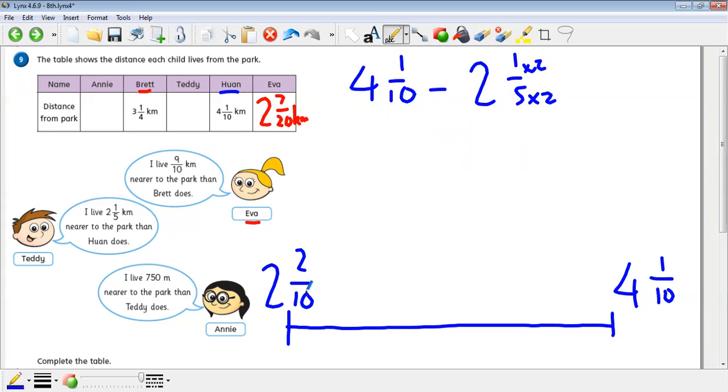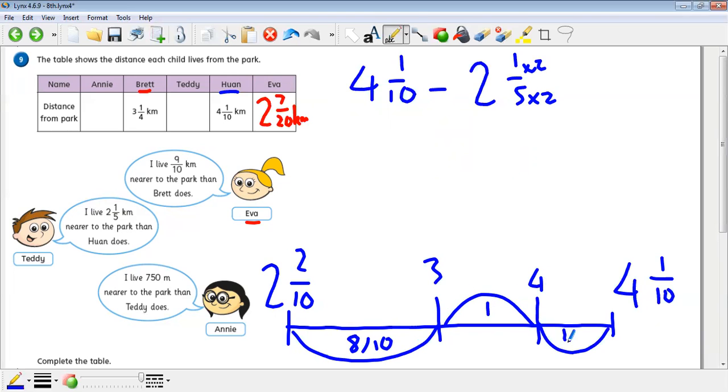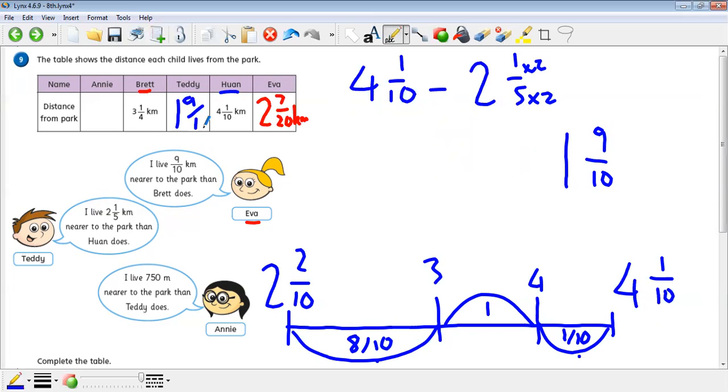So it's 2 and 2/10. Jump to 3. It's going to be 8/10. 3 to 4. Whole one. And then a tenth. So we've got a whole one here, 8 tenths. Add 1 tenth is 9 tenths. So in goes Teddy. 1 9/10. And then lastly, Annie here.